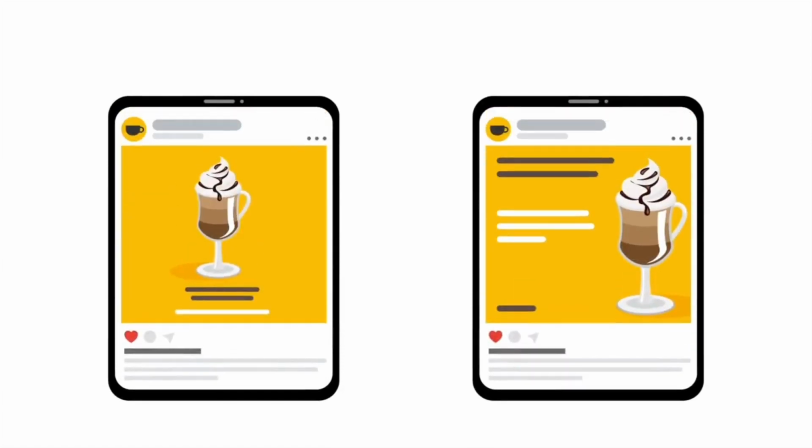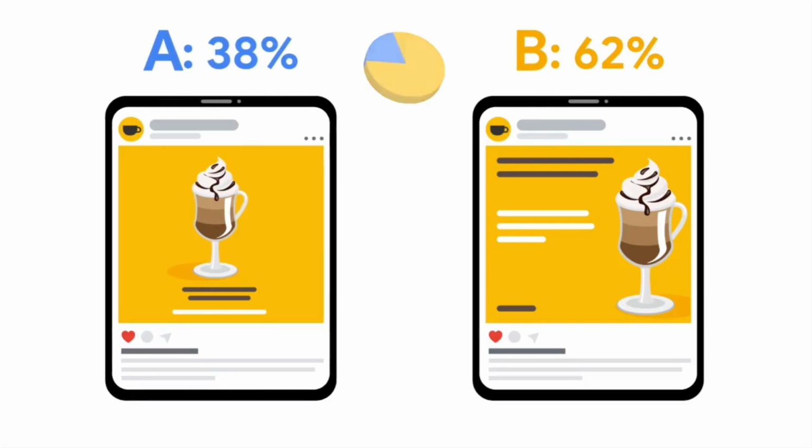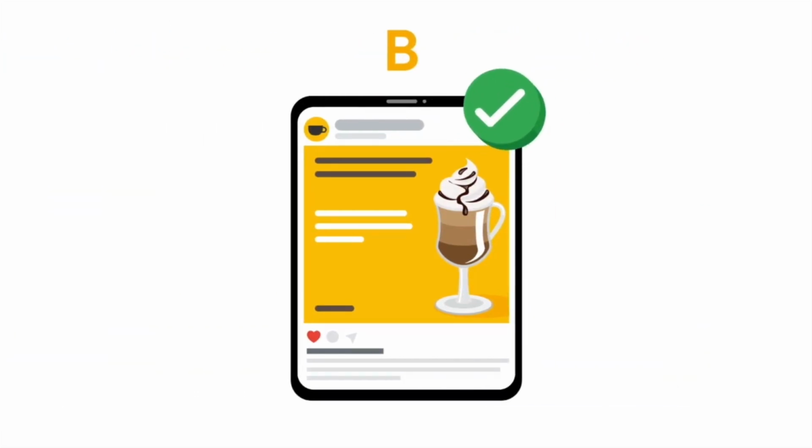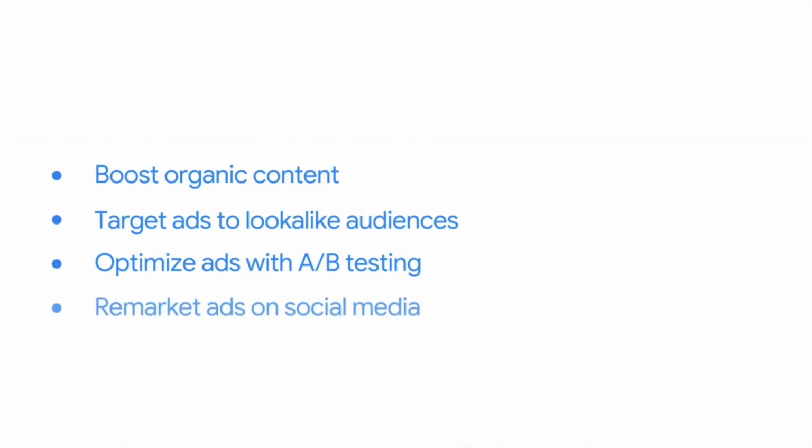Using A/B testing, you can assess the strength of your ad's messaging, calls to action, copywriting, visuals, placements, and formats. You can also test your ad among different demographic groups. Based on the results of your tests, you can adjust your ad to improve its performance. A/B testing your organic posts can provide valuable insights about what content performs best. This can help you make decisions about what content you should pay to promote and what elements to include in your ads. And finally, you can remarket ads on social media to drive more conversions.